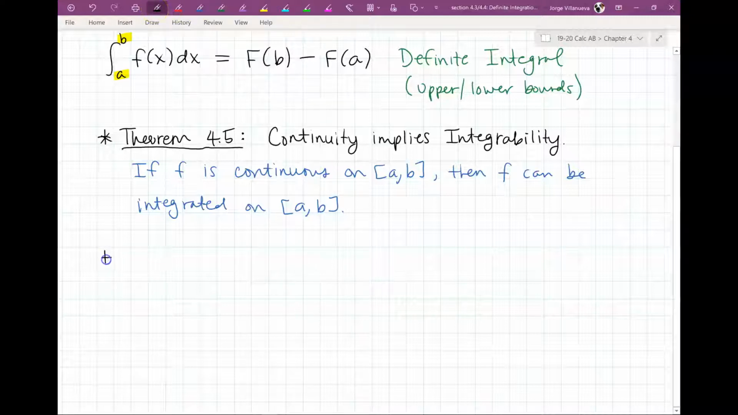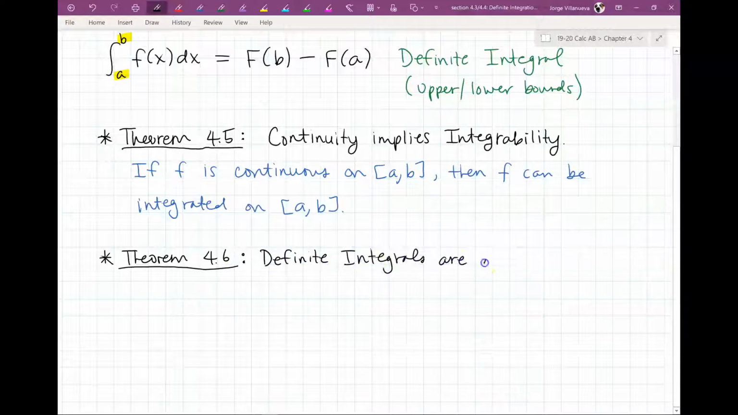Now, the second thing they tell us, from Theorem 4.6, is that definite integrals are areas of regions. This is kind of important because you're going to have a problem based on this idea. Let me give you this definition.